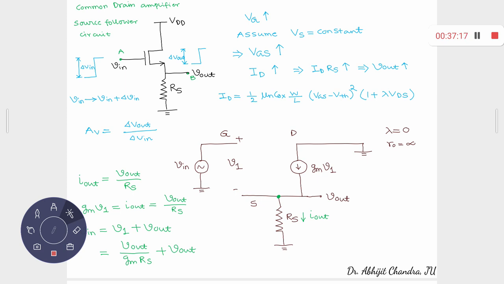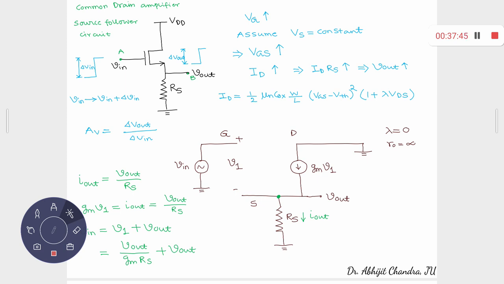Okay, two simplifications here. One is lambda equal to 0, and the second one, gamma equal to 0. That means none of the second order effects have been considered, neither body effect nor channel length modulation. So in that case, what do you get? What is I out? If this voltage is obtained at the source end, this is basically the V out. So I out is equal to V out upon RS.